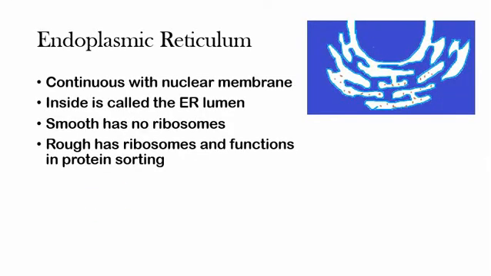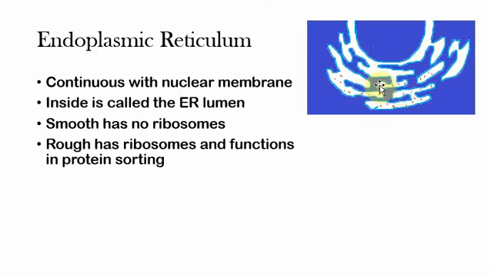The second organelle we're going to look at is called the Endoplasmic Reticulum. Now I mentioned this briefly when we talked about ribosomes, and so you may know a little bit about this, but what you need to know is that it's continuous with the nuclear membrane, which is right here. We'll talk about the nuclear membrane shortly. The area between the membranes of the endoplasmic reticulum is called the lumen.